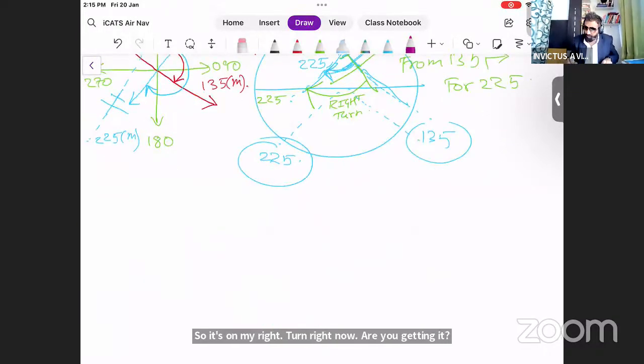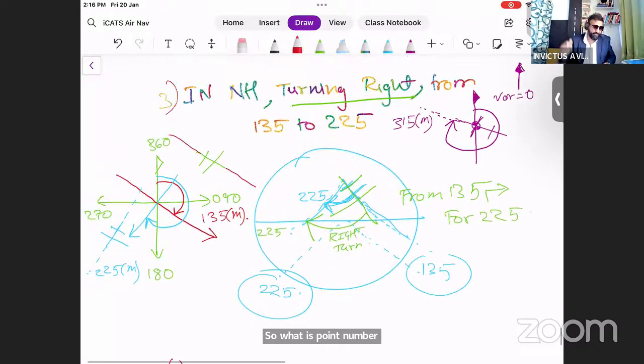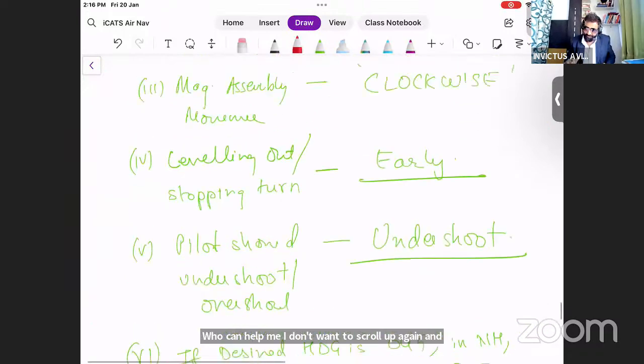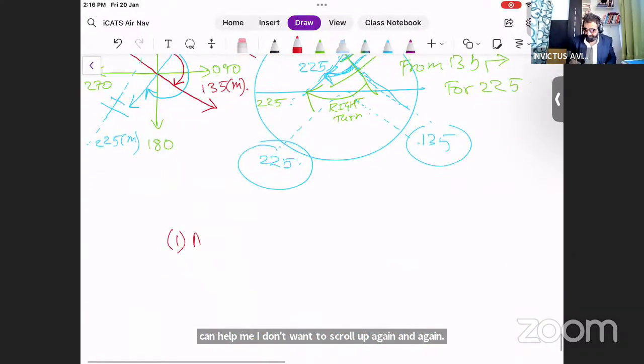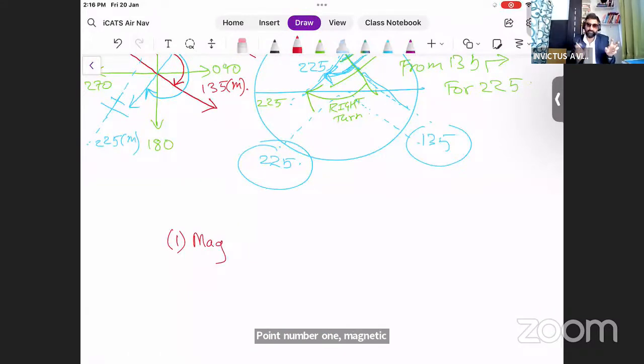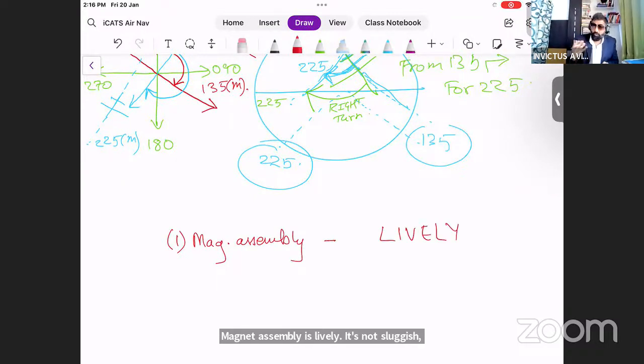So what is point number 1? Who can help me? I don't want to scroll up again and again. Point number 1, magnetic assembly movement. Students, help me with the title of the point. The answer I'm going to give you: magnet assembly is lively. It's not sluggish. It's more free to move compared to the actual readings is what we mean over here.